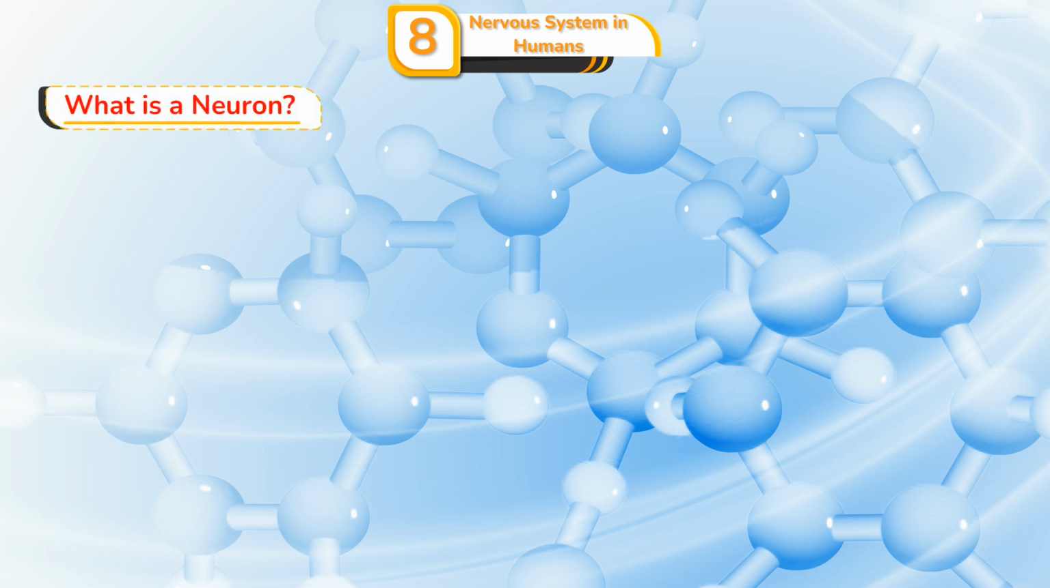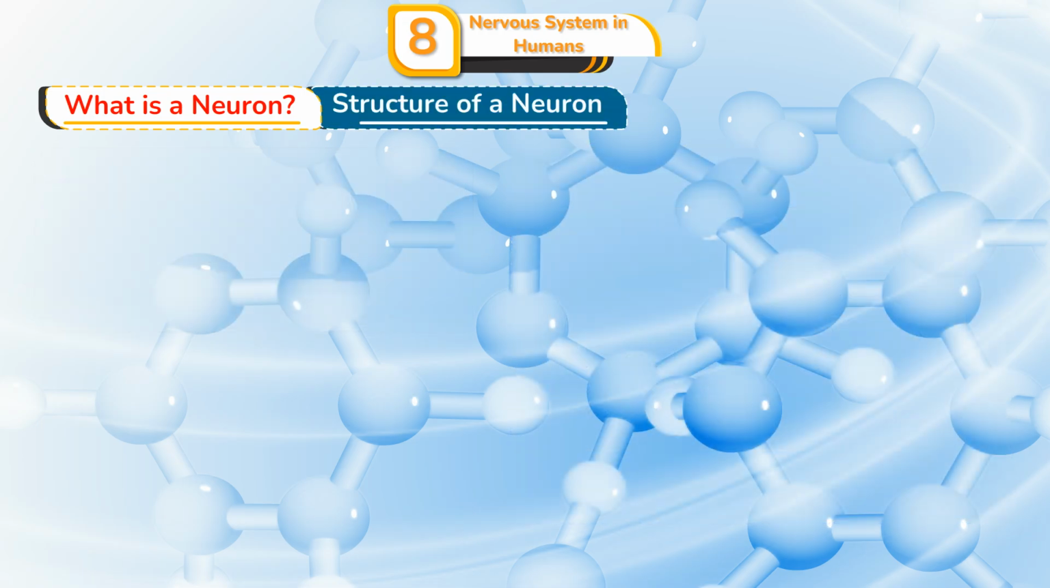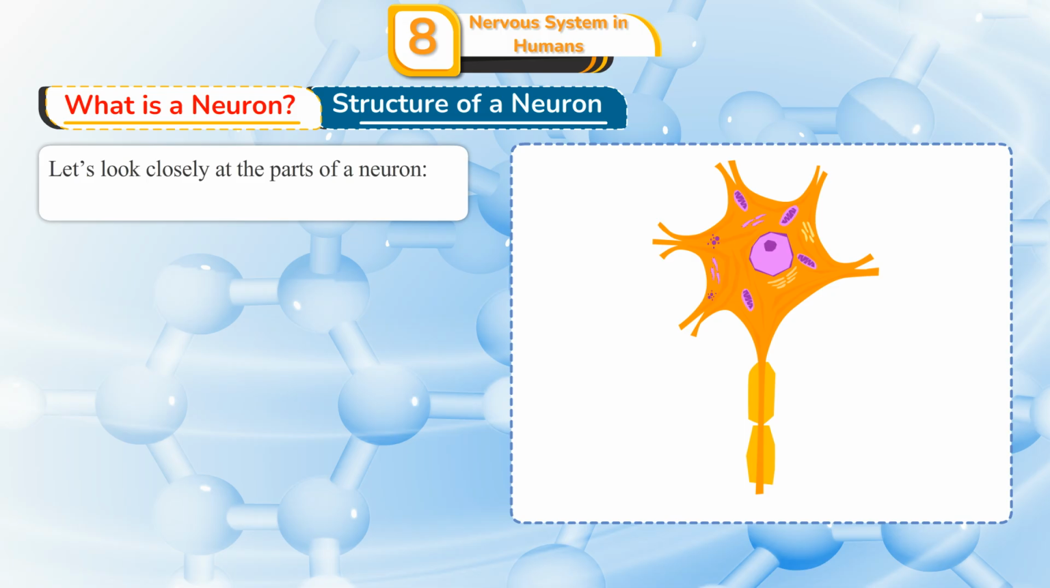What is a neuron? A neuron, also called a nerve cell, is the basic unit of our nervous system. Each neuron is like a tiny messenger that carries information throughout our body. Structure of a neuron. Let's look closely at the parts of a neuron.